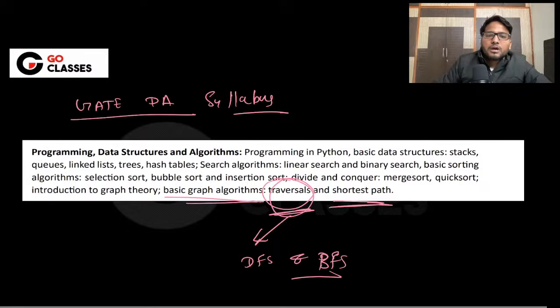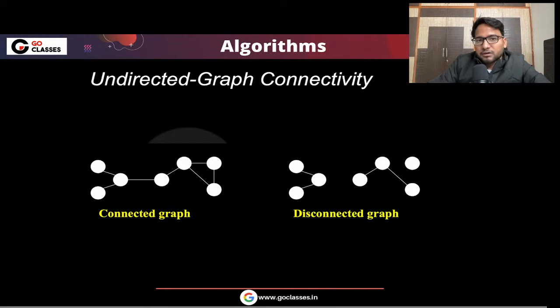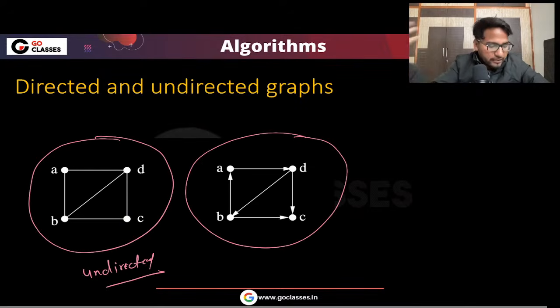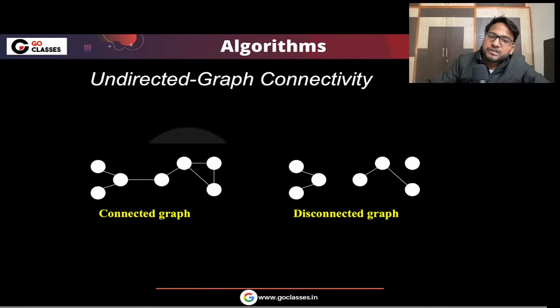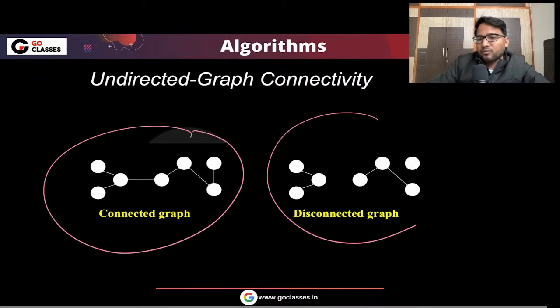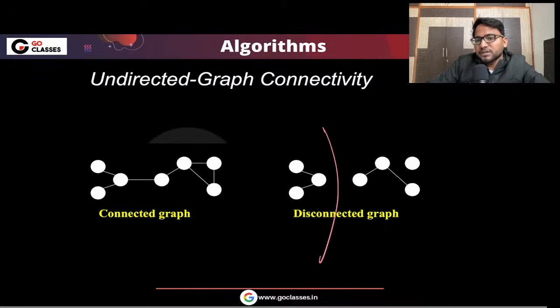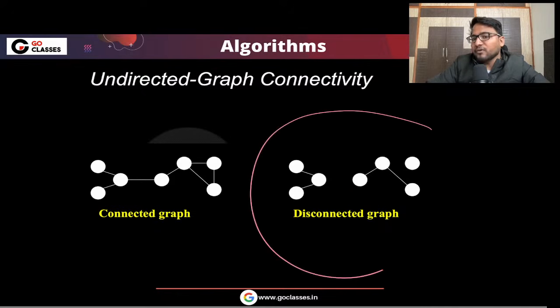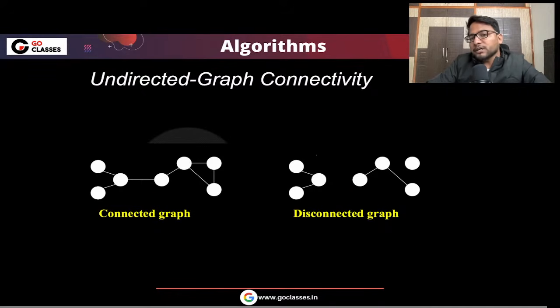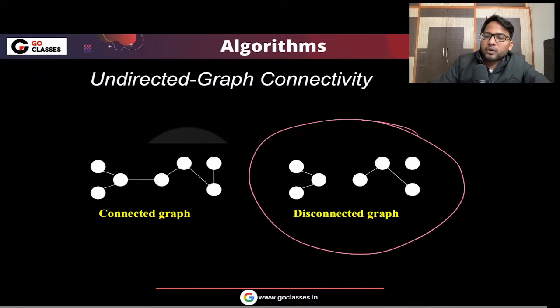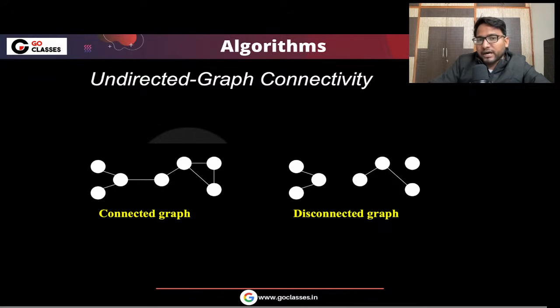Okay. Now, if you talk about connectivity in graphs, the graph can be undirected or directed, right? In the undirected graph, we will say this is a connected graph and this is a disconnected graph. Why? Because this graph is not connected. This whole thing is a graph, but it has two components. Components means this is one part of the graph, this is another part of the graph. If you want to go from here to here, can you reach? No, because there is no path from here to here. That's why this is called a disconnected graph. This is called a connected graph. Okay. This is the story of undirected.